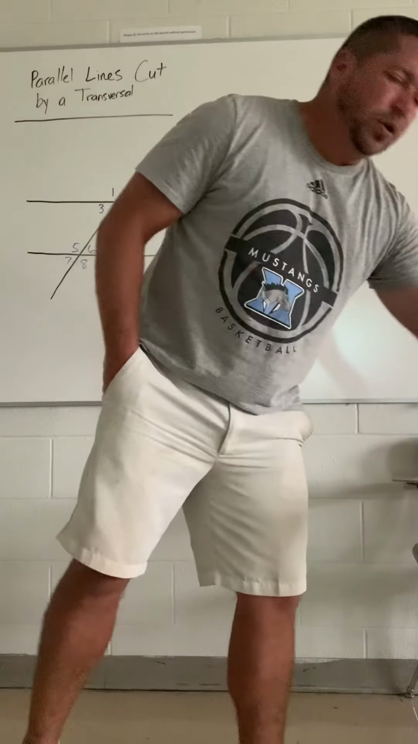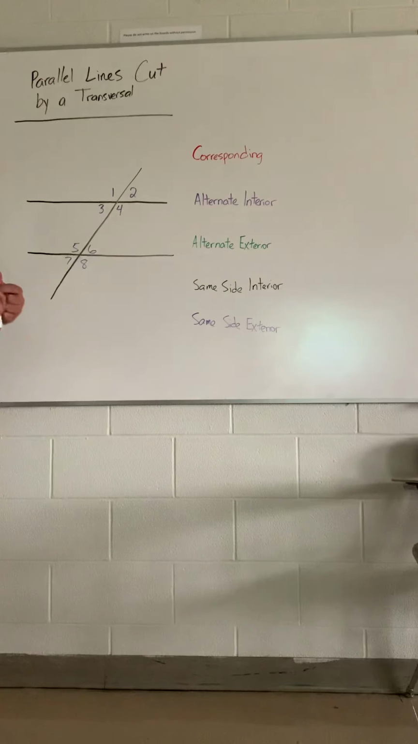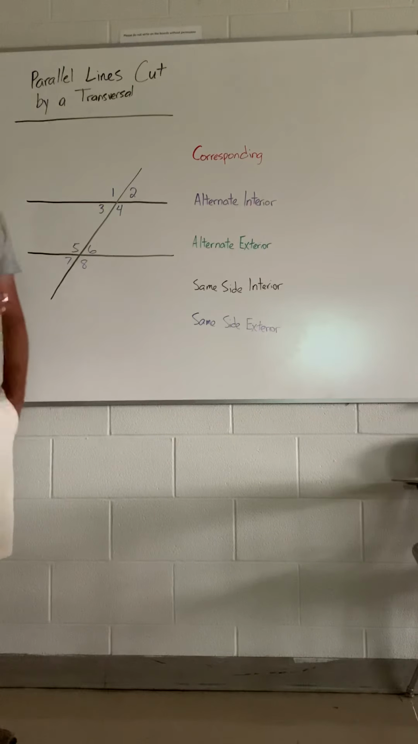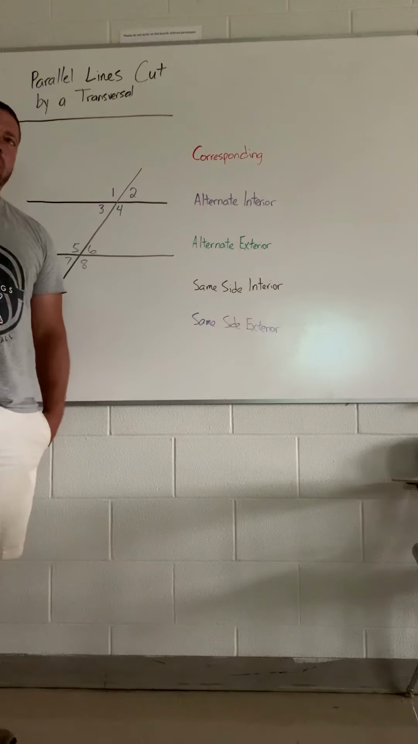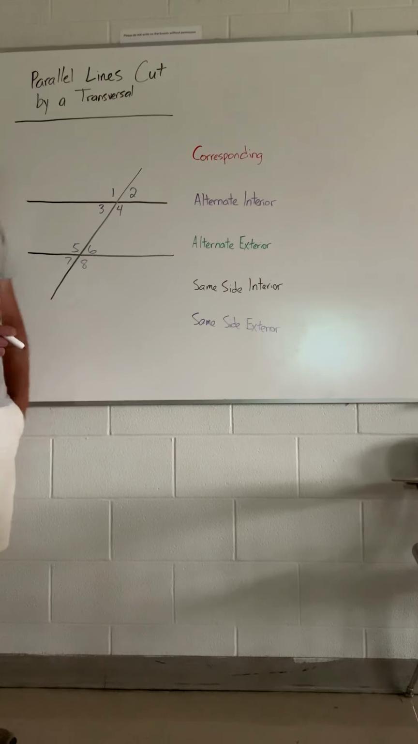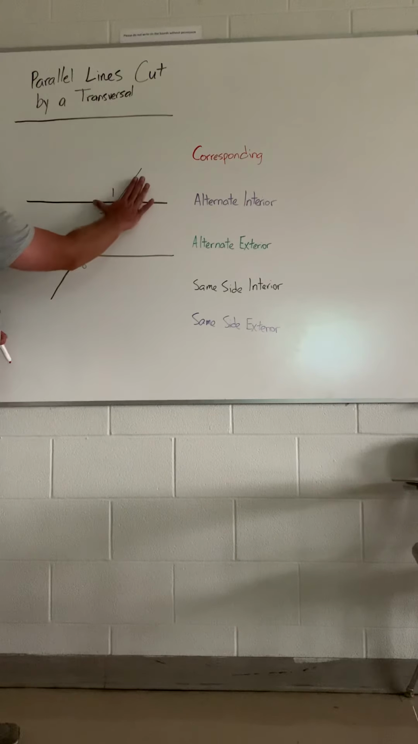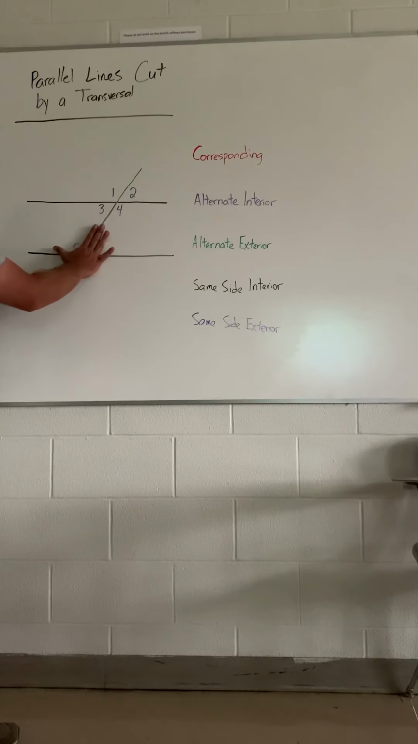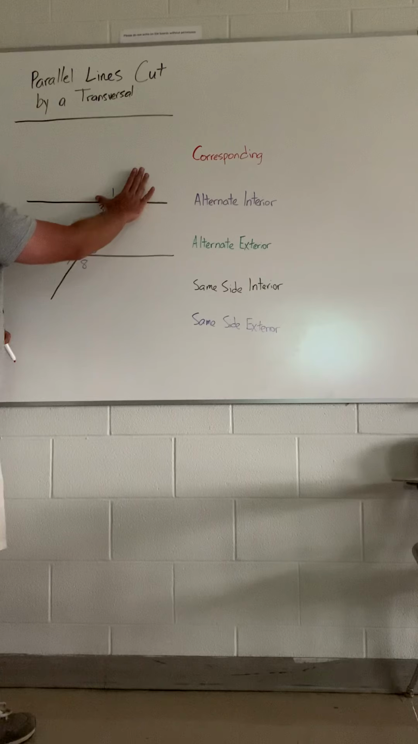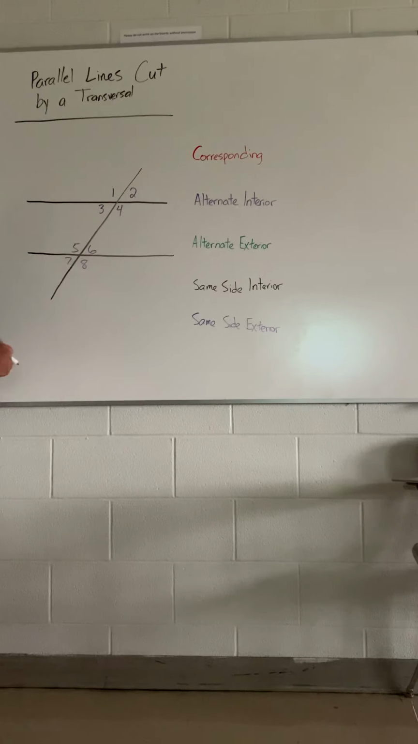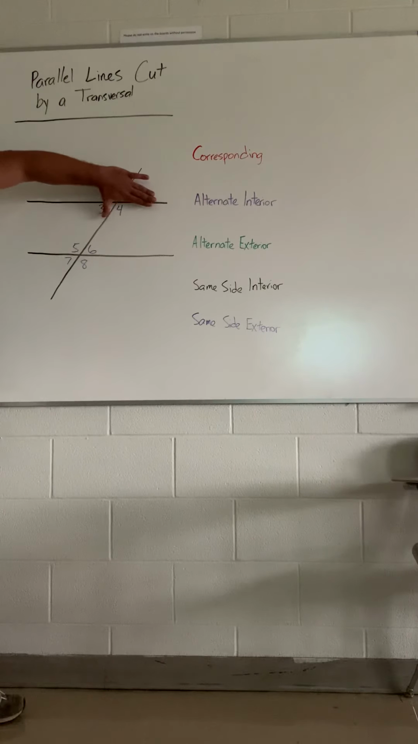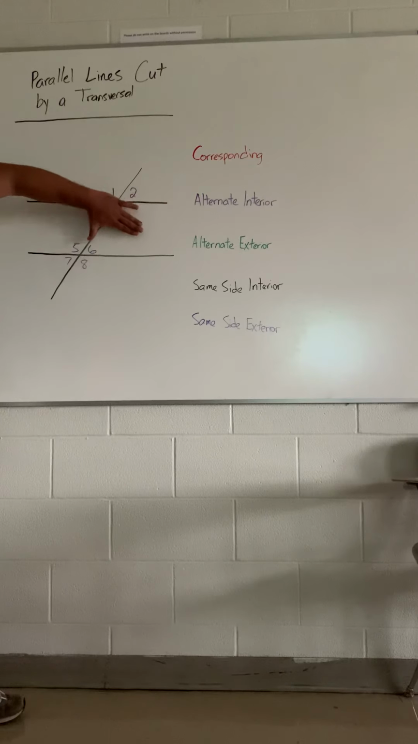The first one is corresponding angles. These are angles that look identical because they sit in the same spot. So let's take angle 1 for example. If I were to take that obtuse angle and slide it directly down to the other line, it would sit in the same spot as 5. So once again, just slide it down, it's the same as 5. I can do the same for angle 4. If I slide it down, it sits in the same spot as 8.